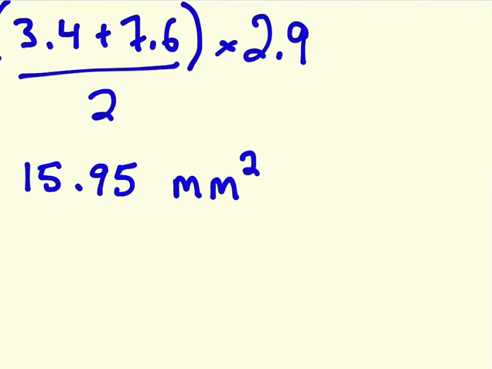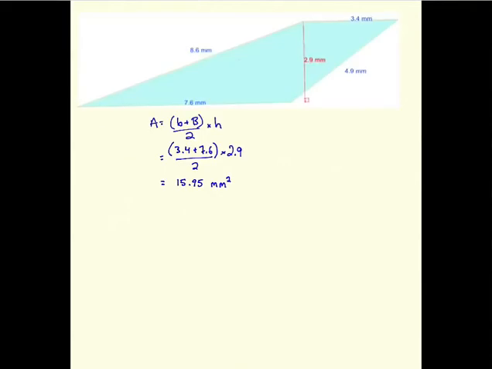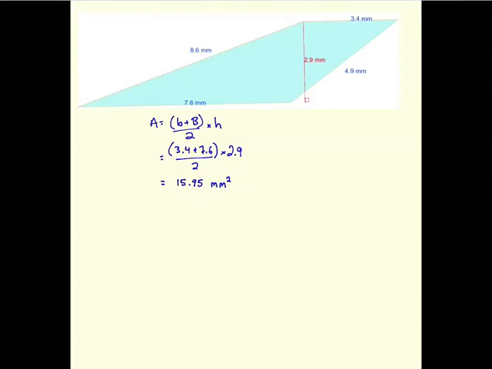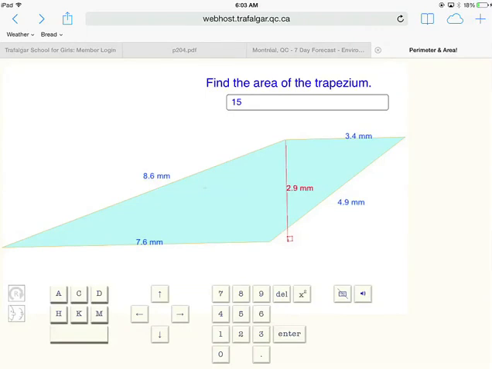Okay, so let's look at the big picture. All right, so the first thing we do is we write down our formula. Okay, here's our formula. Always write the formula down. Then your second step is to fill in what you know. Third step is calculator. Okay, and fourth step is your answer, making sure you put the right units. All right, let's go put that into our perimeter and area program. So 15.95 space millimeters squared, like that. All right? Yay!